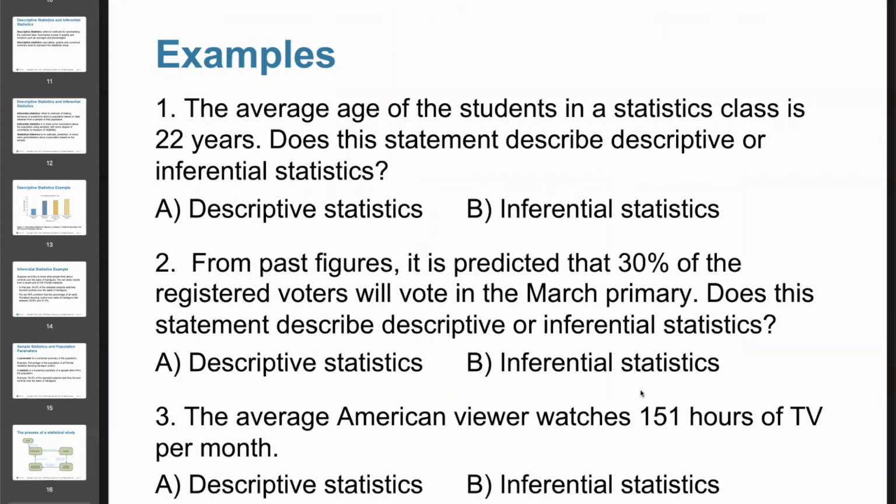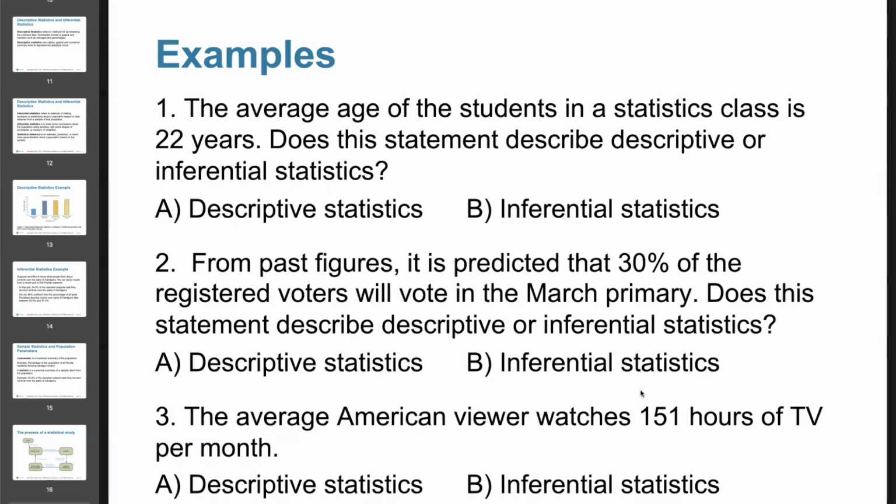The first one: the average age of the students in a statistics class is 22 years. Does this statement describe descriptive or inferential statistics? I'll give you 5 seconds to think about it. So as you can see here, it says the average age of the students in a statistics class is 22 years. So it describes the average age in the class. So it's descriptive statistics.